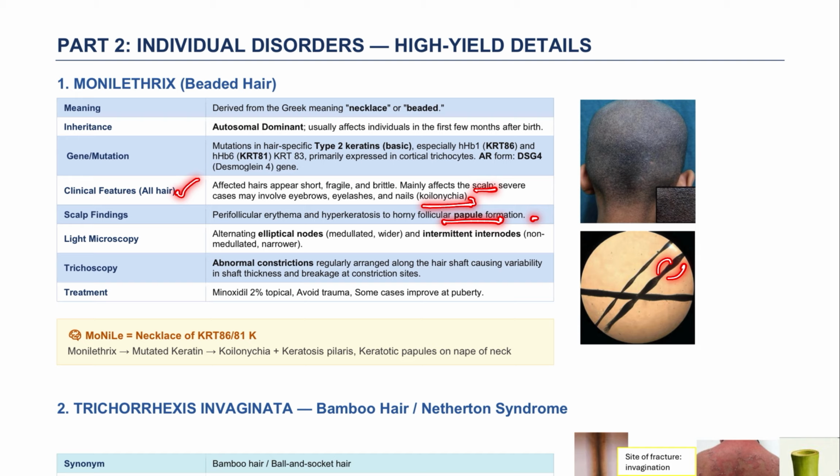So we see these constrictions and the internodes along with the elliptical nodes. These abnormal constrictions are regularly arranged and we see these keratotic papules.